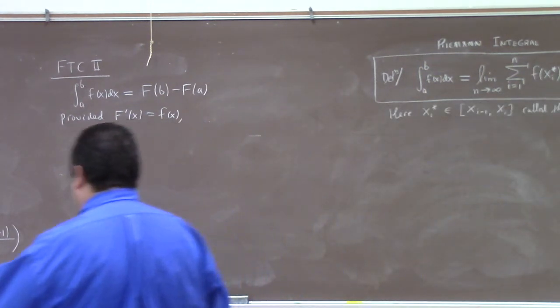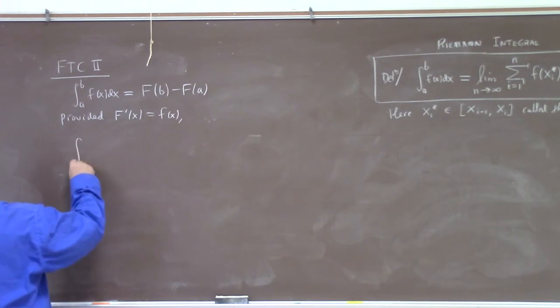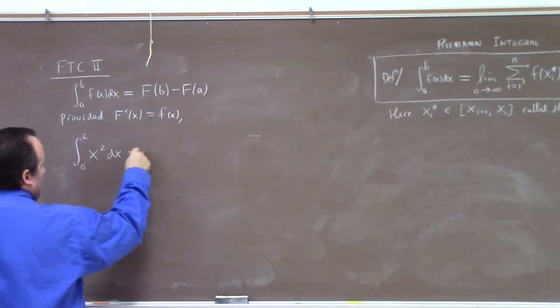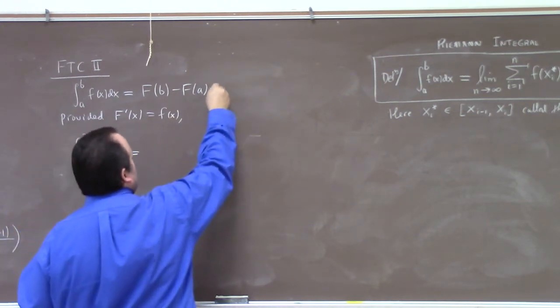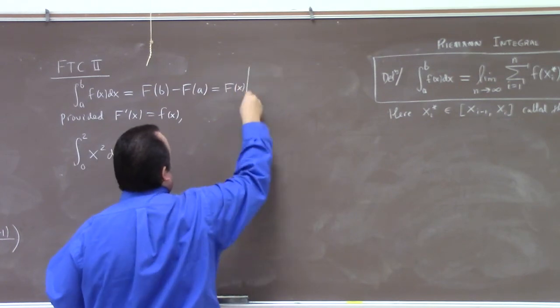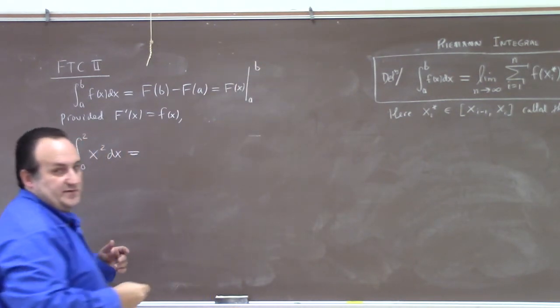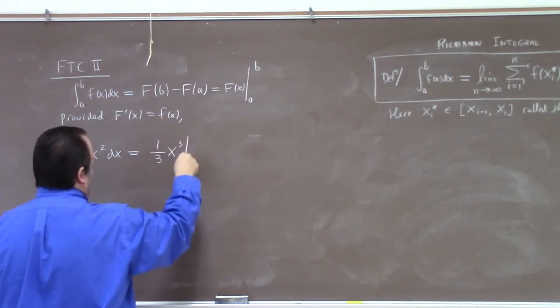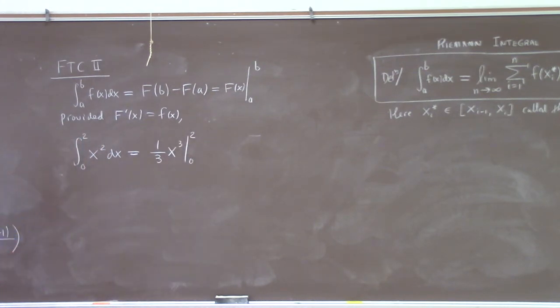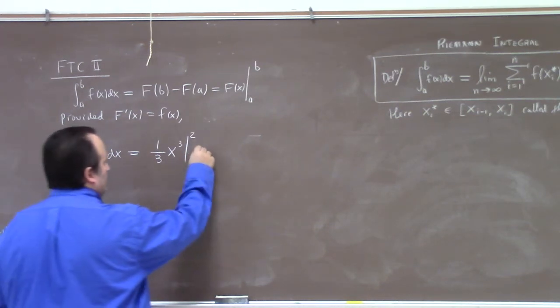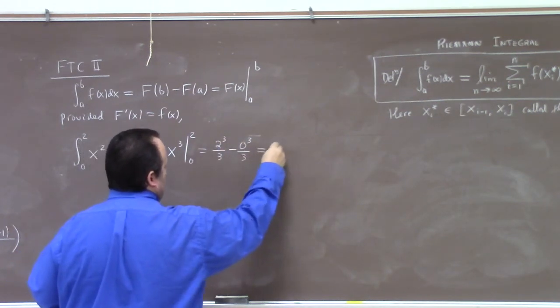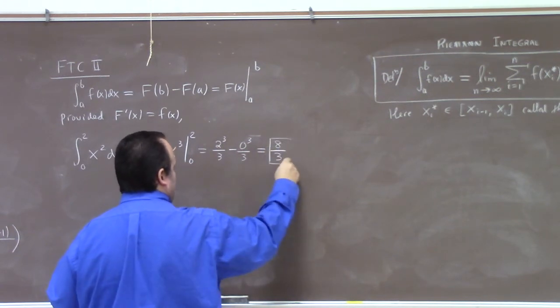So let's put this into practice. How about for our example, the integral from 0 to 2 of x squared dx. How do we do it? By the way, notation for this is just F of x, and then you do a bar from a to b. Like that's a notation for that difference. So what's the antiderivative of x squared? It's 1/3 x cubed, right? 1/3 x cubed, 0 to 2. So that gives me 2 cubed over 3 minus 0 cubed over 3, also known as 8/3.